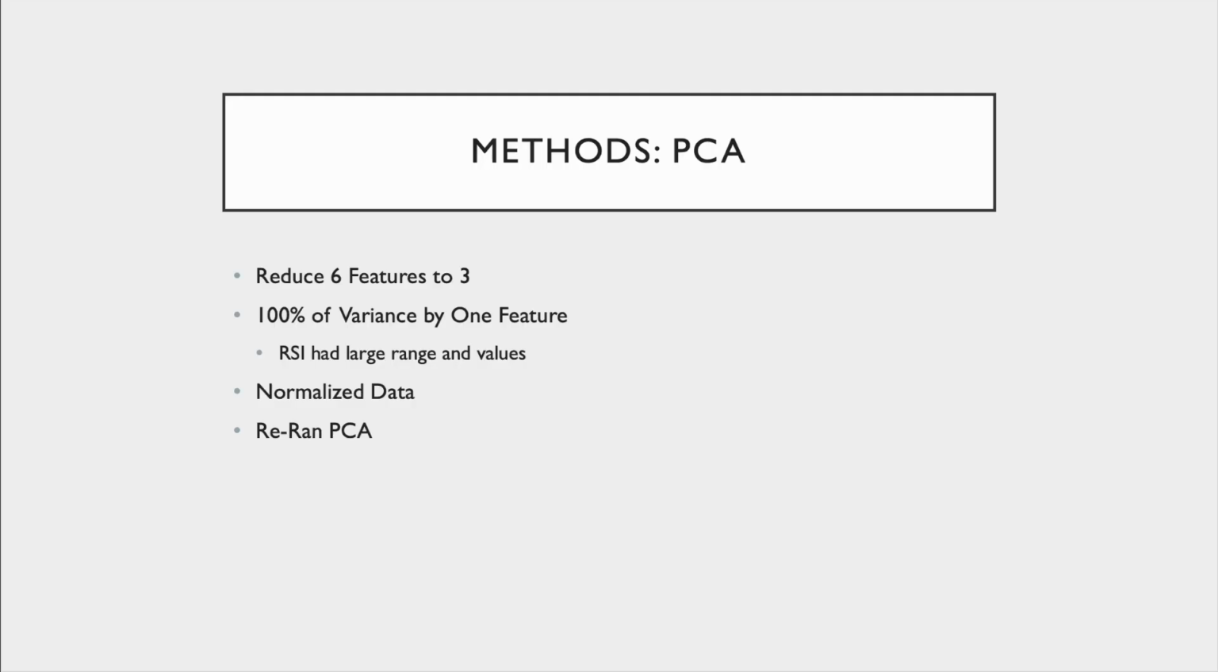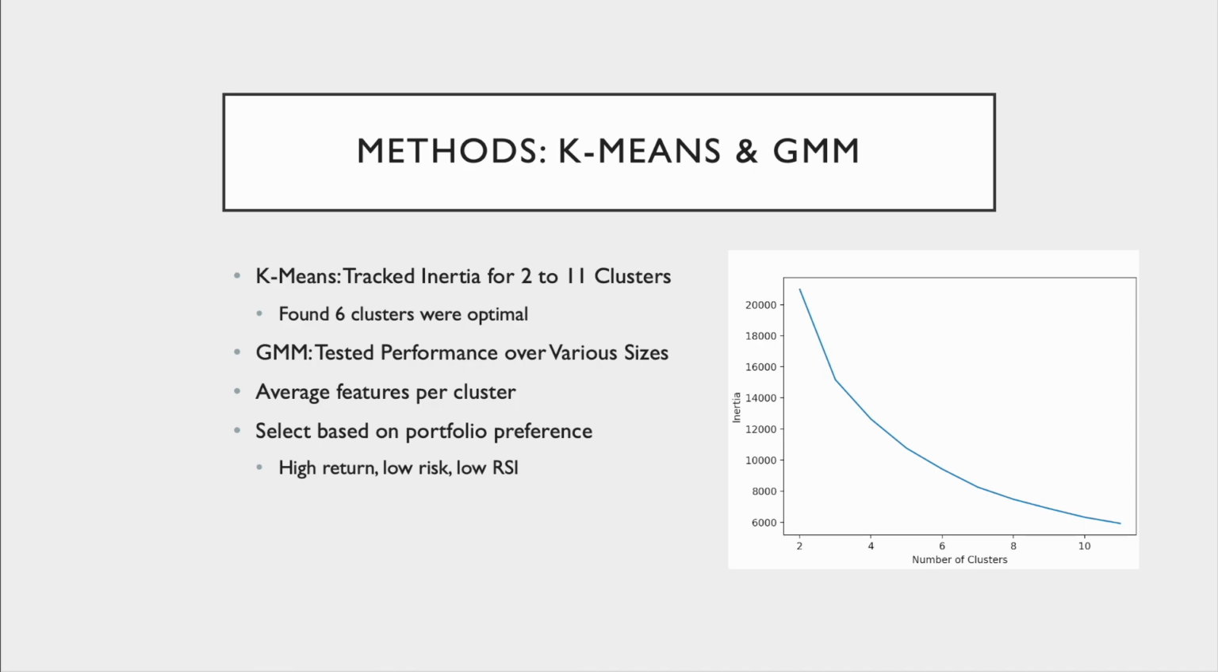Moving on to our methods, we first performed PCA to try and reduce our features from 6 to 3. At first run, we had 100% of the variance explained by one feature, which is of course an issue. We noticed that it was caused by RSI, which had a large range and large values compared to the other features in our dataset. Therefore, we normalized our data and reran PCA to find the 3 features that were responsible for the most variance in our data.